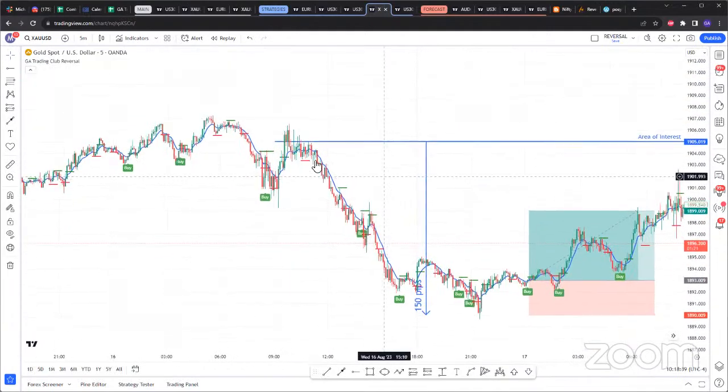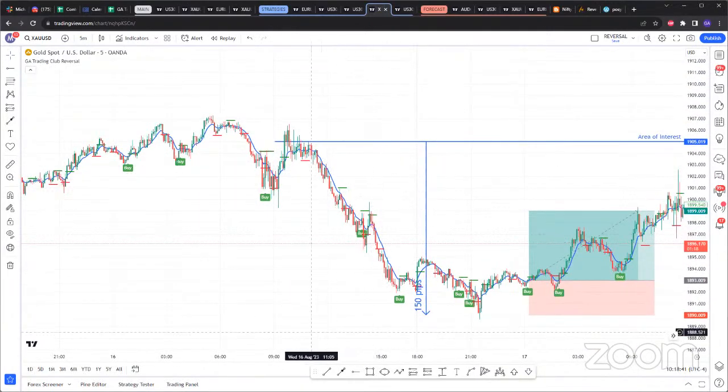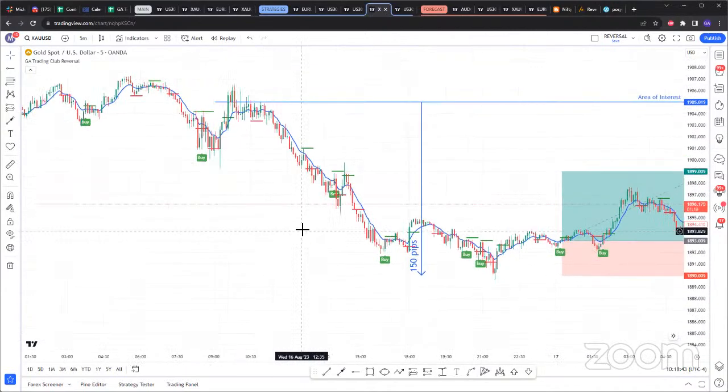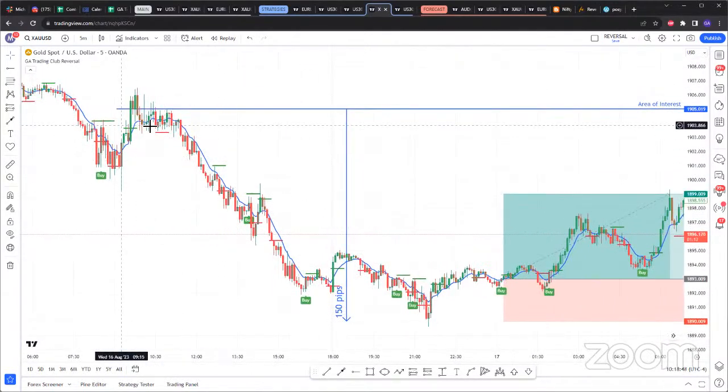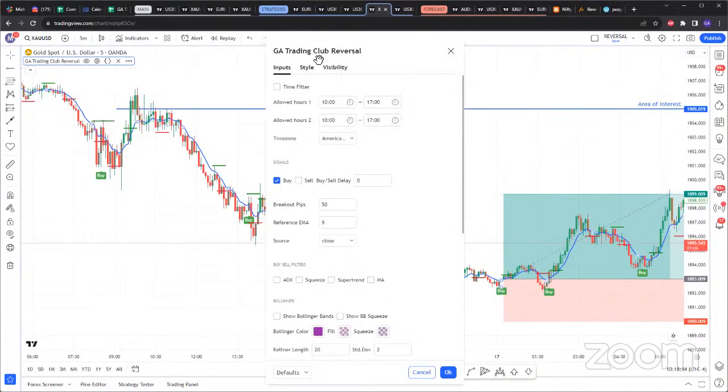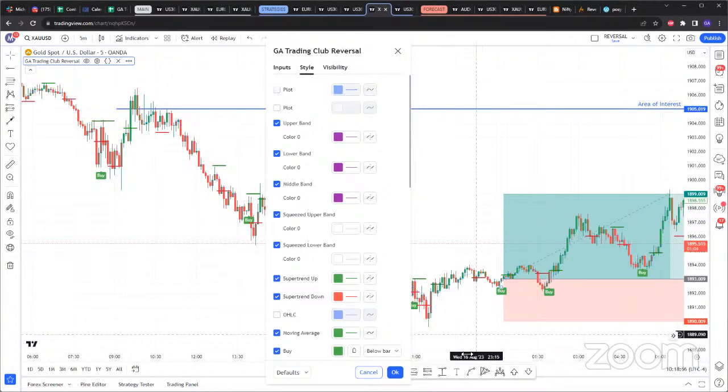No. Keep in mind, you're looking for price to continuously remain below the 9 EMA. And this is also another reason why I gave you guys, for all these indicators, there's an option to color the candles based off of the position of the 9 EMA. So let's even take off the 9 EMA right here. I think it's right here.